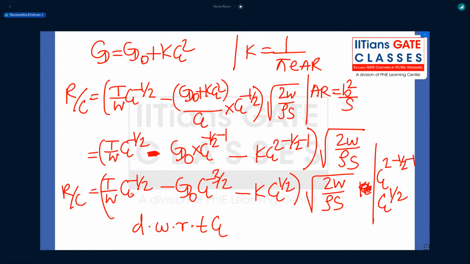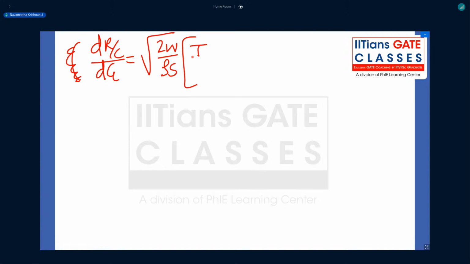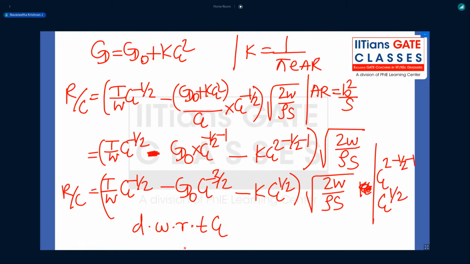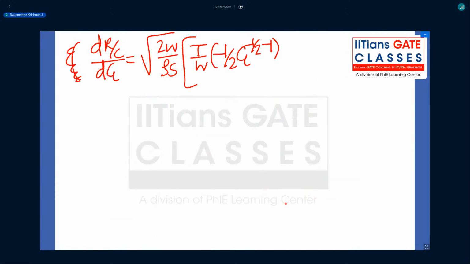Now, if I differentiate CL power minus 1 by 2 with respect to CL, what happens? Thrust by weight will stay as it is, and it will become minus 1 by 2 CL power minus 1 by 2 minus 1. Same way, if I differentiate the next term with respect to CL, what happens? Minus CD naught into minus 3 by 2 CL power minus 3 by 2 minus 1.